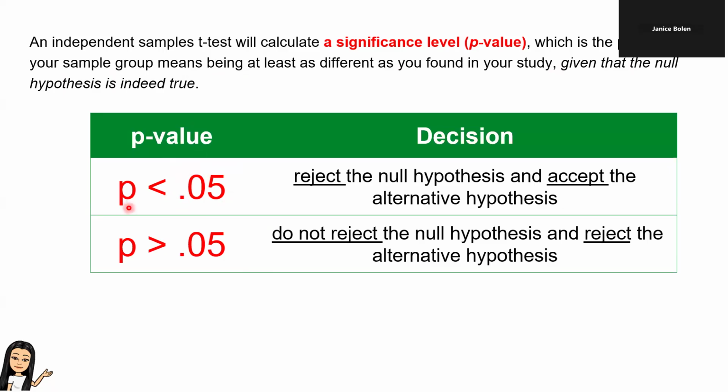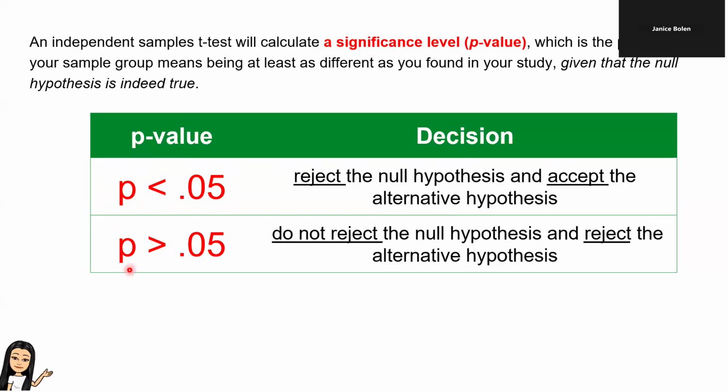So we compare the generated p-value in JASP. If that is less than 0.05, our decision is to reject the null hypothesis. Therefore, we conclude using our alternative hypothesis. Meaning, if the p-value is less than 0.05, we conclude that there is a significant difference.